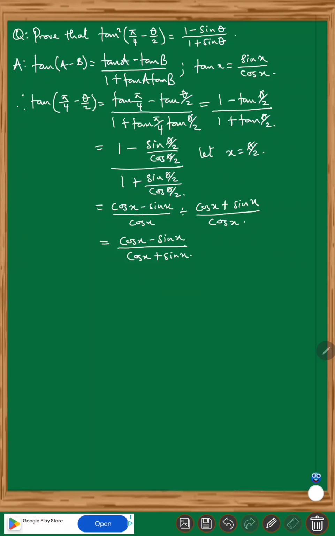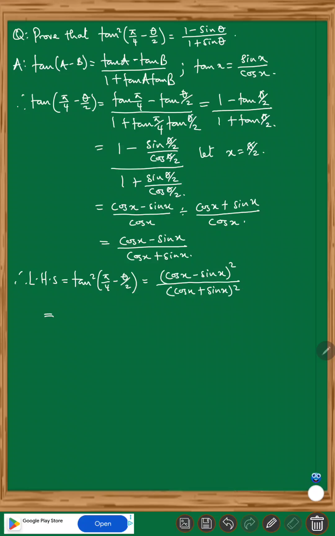But this is just tangent, and the identity we need to prove is the square of this expression. Therefore, the left-hand side of the expression, which is tan squared (π/4 − θ/2), will be the square of what we've gotten. But we shouldn't forget that x is now θ/2. So this is going to be (cos x − sin x) squared over (cos x + sin x) squared.